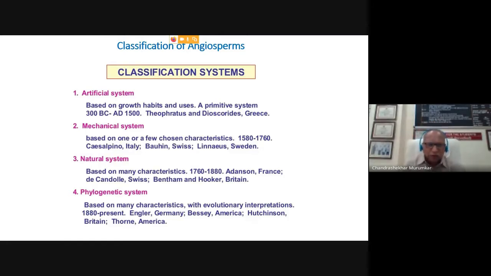And then after that, you know that there are the classification systems which have been produced from the 19th century onwards, which are based on many interrelated characters and also on their evolutionary interpretation. These classification systems begin appearing somewhere from 1880 to the present day. So Engler, Bessey, Hutchinson, Smith, Cronquist, Takhtajan, and the modern systems of classification are all included in the phylogenetic system of classification. Generally, the term mechanical system of classification is not used now, but we are using only three terms: artificial system of classification, natural system of classification, and phylogenetic system of classification.